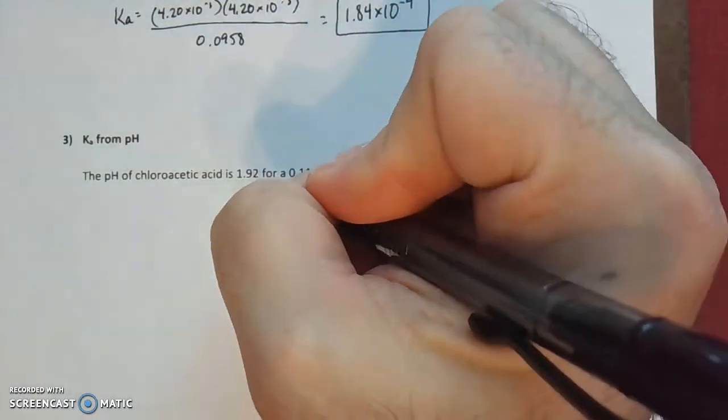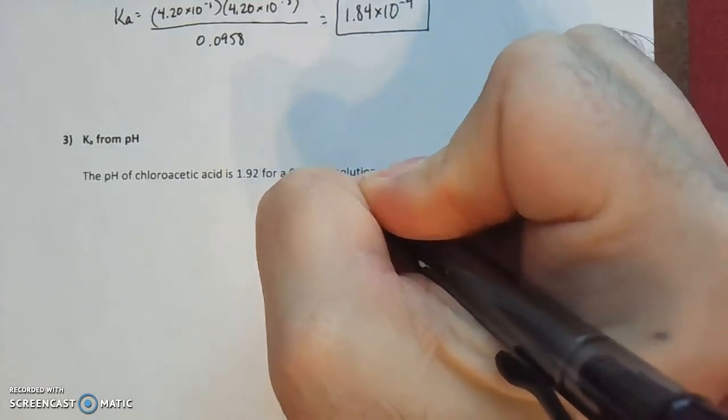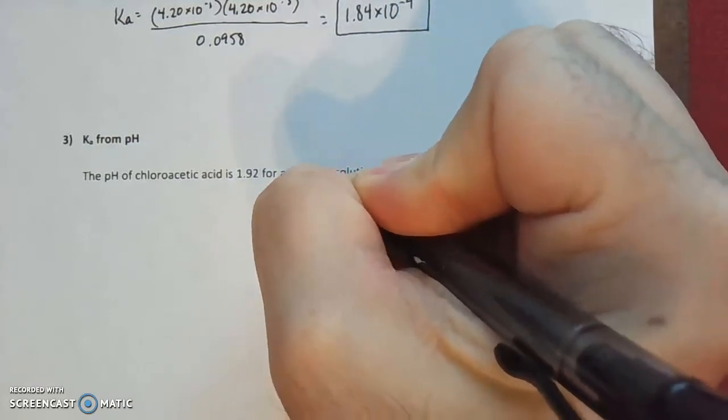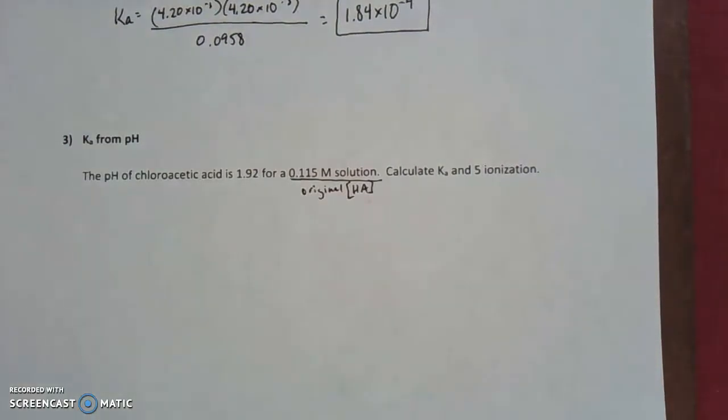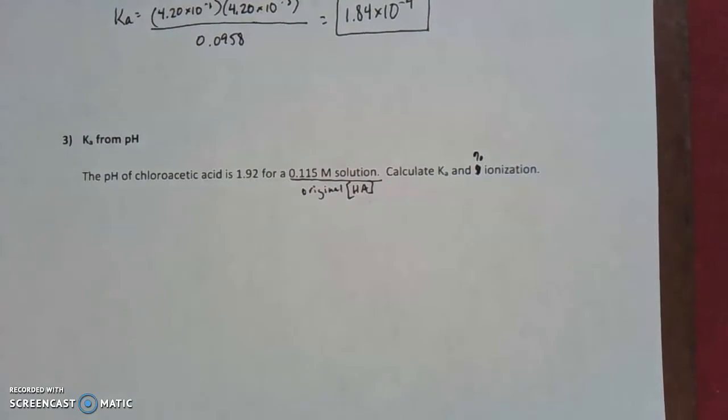And this right here is our original or our initial concentration of HA, 0.115 molar. We want to calculate Ka and percent ionization. My fingers must not have hit the shift key. So it's not 5 ionization, it's percent ionization.